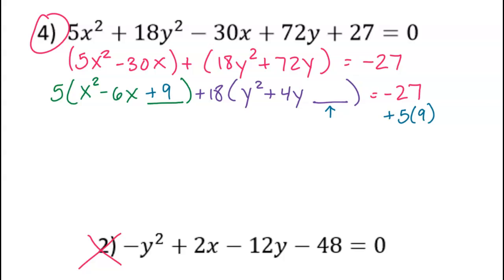Yes, you take your b value, which is 4, divide it by 2, and you get 2. You square it and get 4. But then we're not just going to write plus 4 here. We're going to write plus 18 times 4, which is 72. Then 72 plus 45 plus negative 27 is actually 90. So this whole thing is equal to 90.